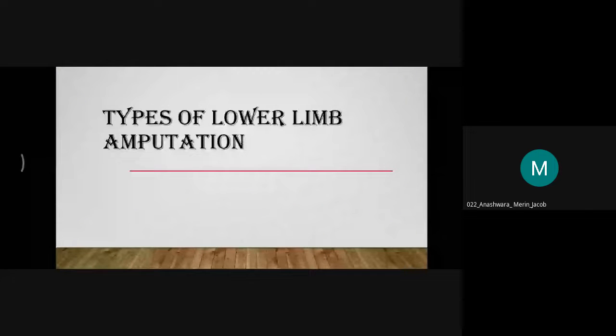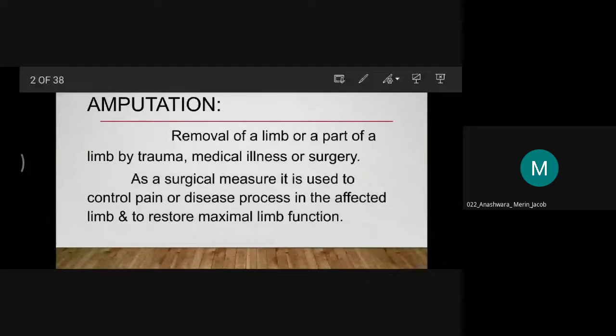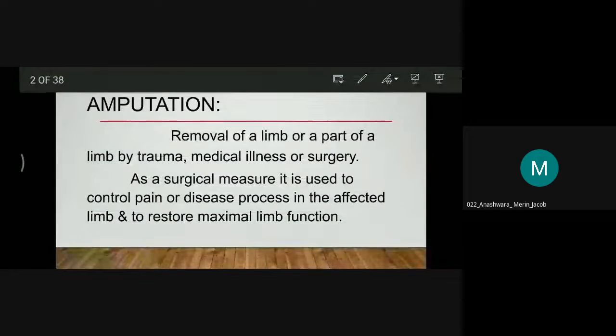So today's topic is the types of lower limb amputation. The basic question is: what is an amputation? Amputation is the removal of either a part or the whole of the limb. It may be done as a surgery for ischemia, trauma, infection, or any tumor. Depending on the site, we decide which type of amputation to do.